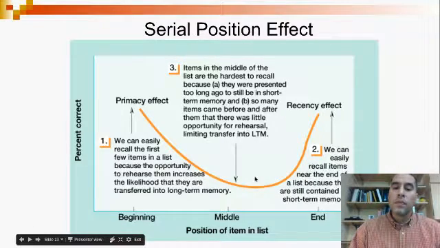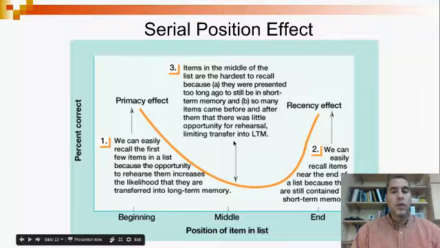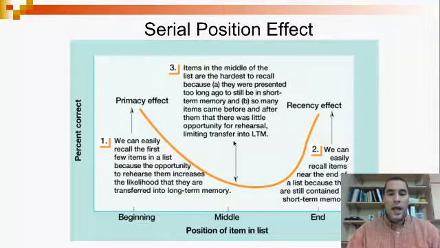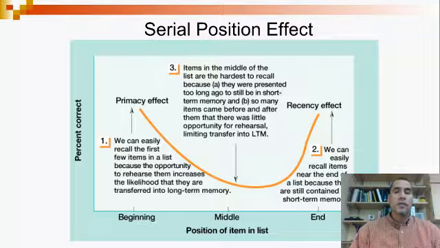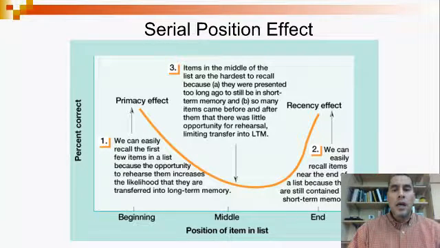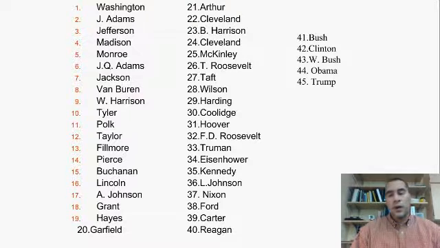The stuff in the middle, we have the lowest recall, mainly for one of two reasons. Either they were presented too long ago to be in short-term memory, or so many items came before or after that there was too much interference and we could not transfer them to long-term memory. So the serial position effect refers to the fact that we remember the first, primacy, and the last, recency, the best. And back to our question on the presidents. There they are, in case you were interested in all 45, I guess now, of our presidents.